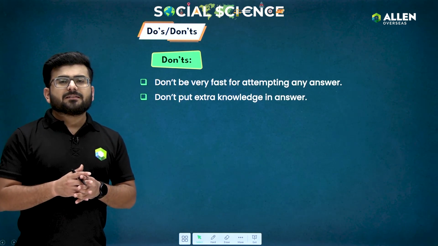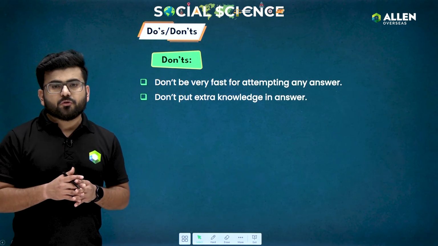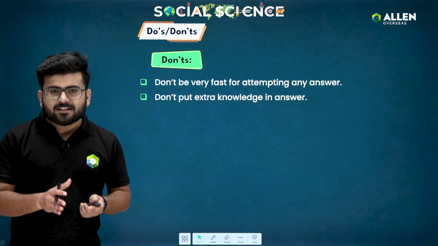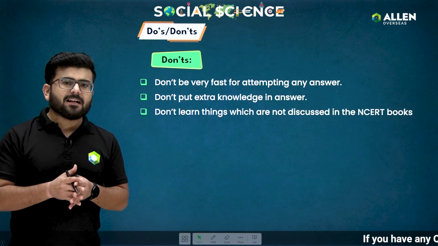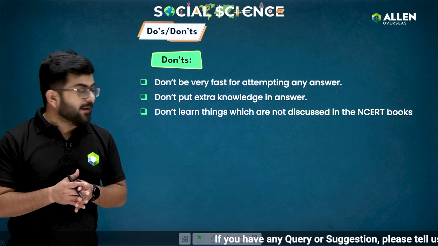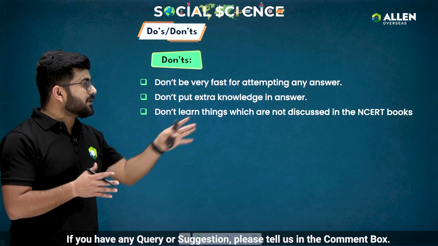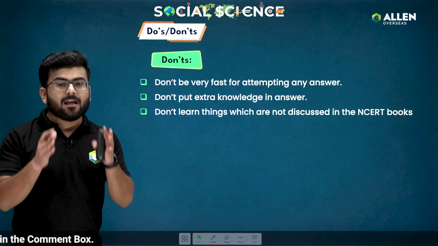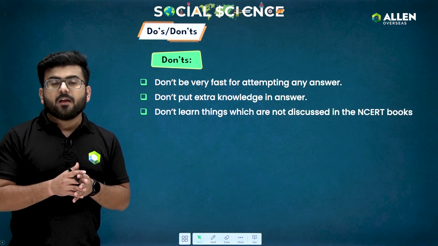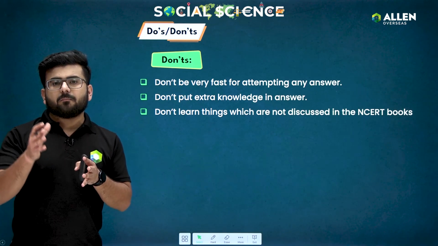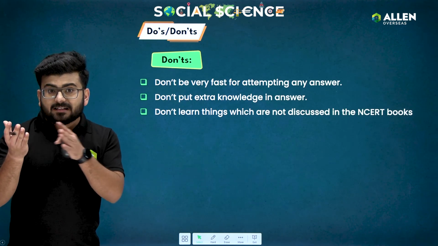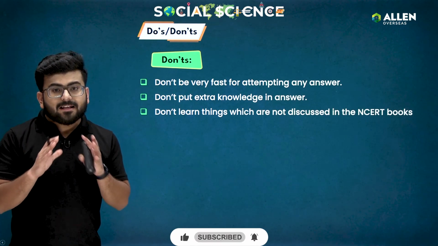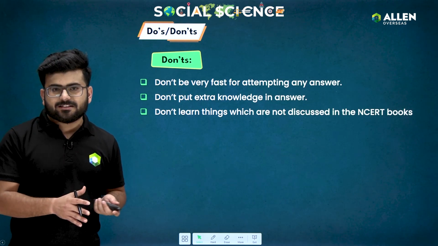Next, students, it has been suggested multiple times that we should not put extra knowledge in our answers. Students, we should strictly follow NCERT only. We should not go out of NCERT. Don't learn things which are not discussed in the NCERT book. We should not write anything out of NCERT in our answer copy, because while checking the copy, the evaluator may have an answer key and strictly follow it, and the answer key has been made through NCERT only. So we should not put anything extra which has not been discussed in NCERT.